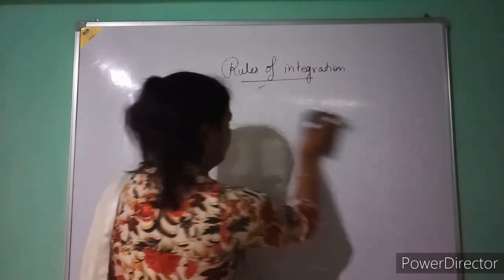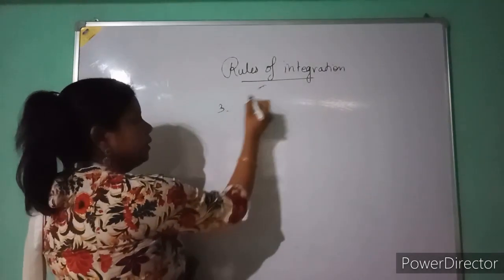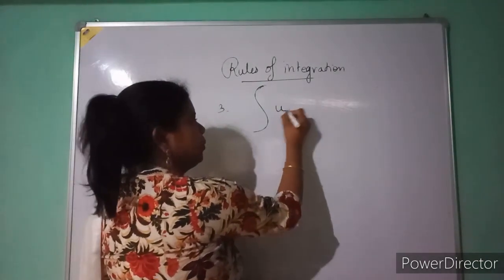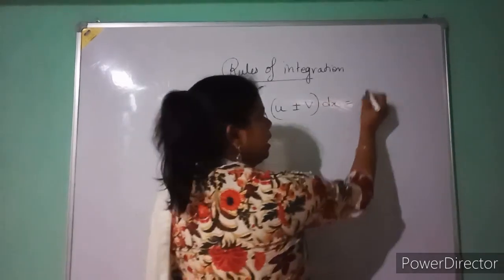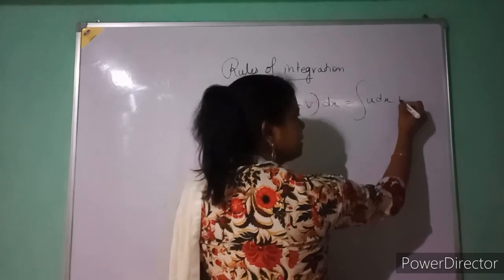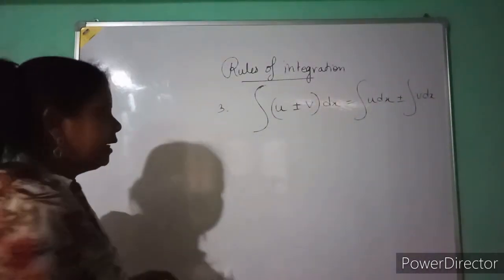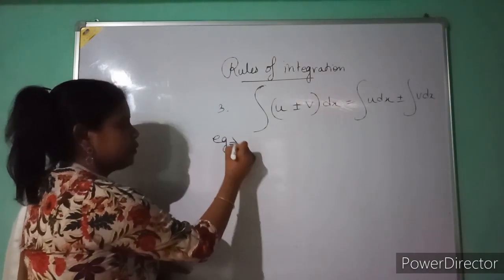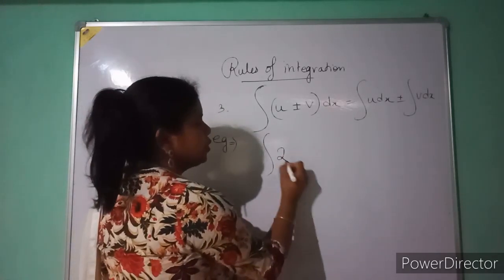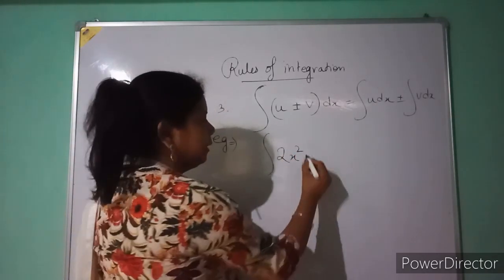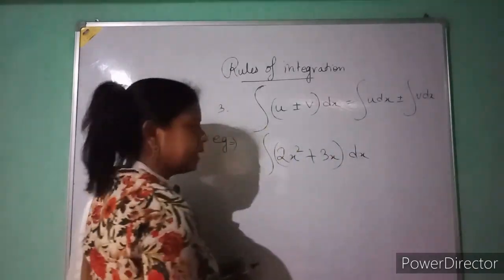Let's move to the third rule. Third is integration of u plus minus v, then dx. Then it will be integration of u dx plus minus integration of v dx. Let me give an example here where I will use all the rules. So I have integration of 2x squared plus 3x dx.